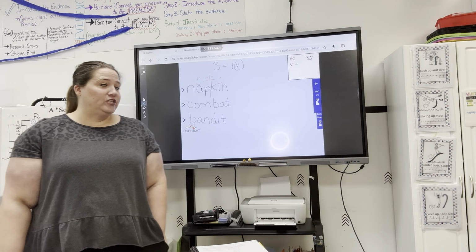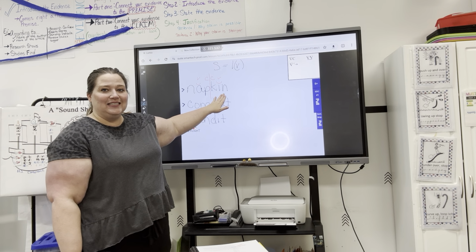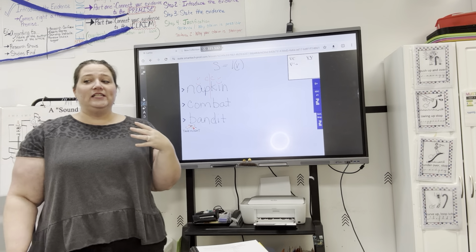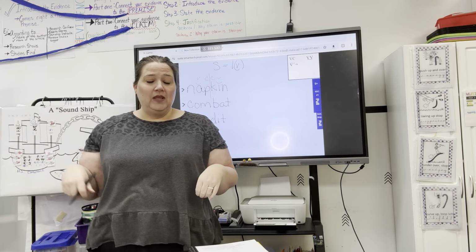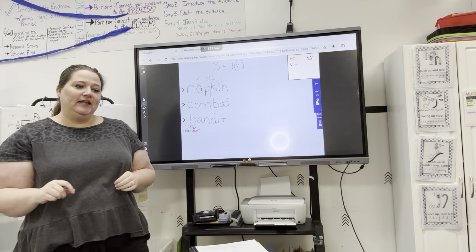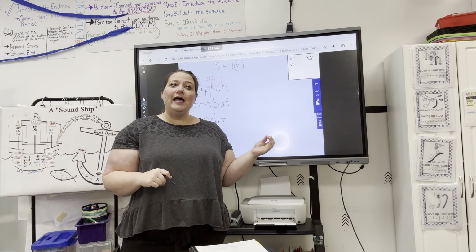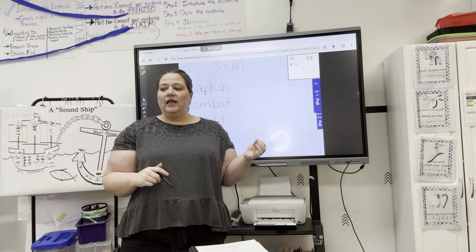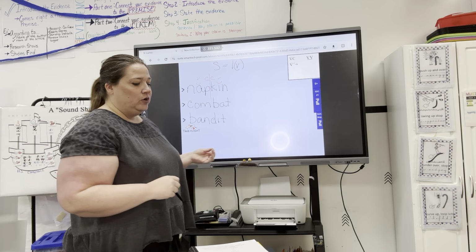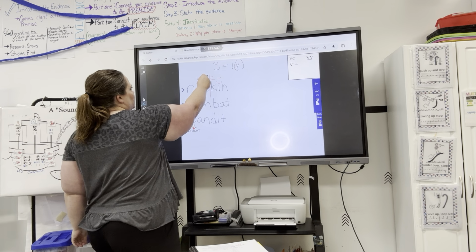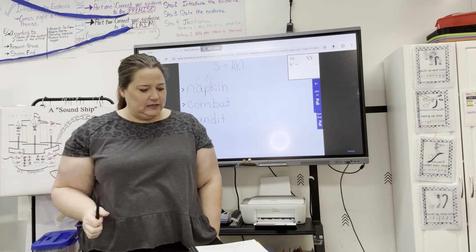Now, let's decide which syllable, nap or kin, is accented, and we're going to use the call of the dog. Which one sounds louder, longer, and stronger? Napkin. Let's pretend we have a dog named Napkin. We're going to call Napkin. Napkin. Napkin. Which syllable is accented? Correct, the first syllable. So we're going to put an accent mark on our first syllable.